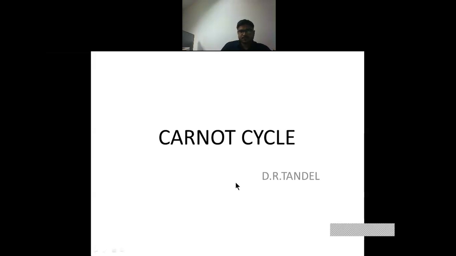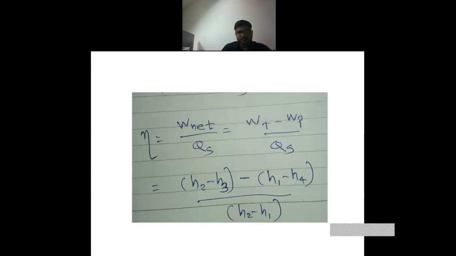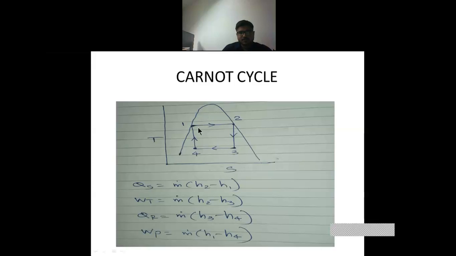Now in the Carnot cycle, here we can see the Carnot cycle 1, 2, 3 and 4. 1 to 2 is a heating process in the boiler, and that is isothermal. 2 to 3 is the turbine, which is isentropic. Now here we are rejecting heat, that is isothermal, and this is for the pump or compressor, which is isentropic. So two processes are isothermal and two processes are isentropic.